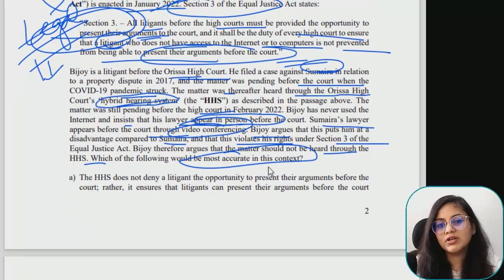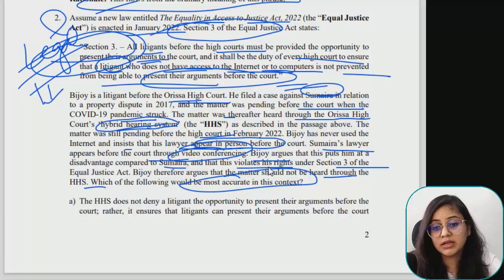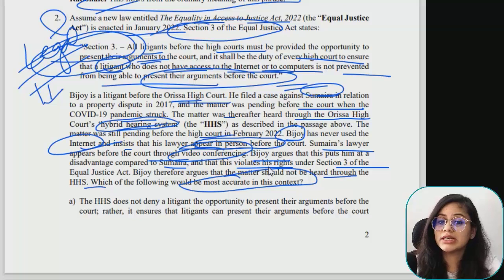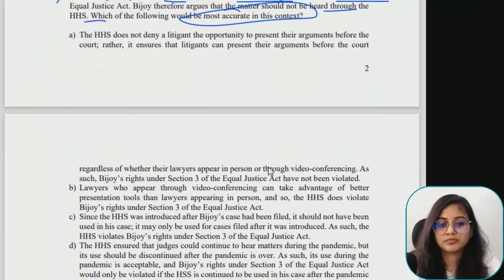So here, if you first understand the situation, it says that somebody who does not have access to the computer should not be prevented. Here the situation is that Bijoy has access to the computer, but he has never used the internet before, and he feels that it can cause him some inconvenience, although he has a lawyer who will appear on his behalf. So the lawyer needs to appear through the computer through the HHS mode.